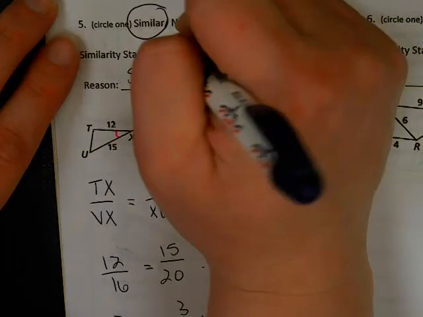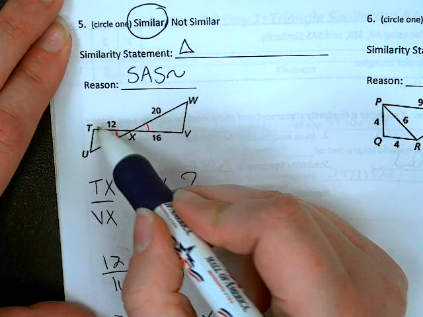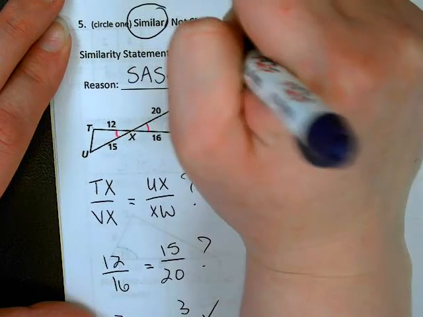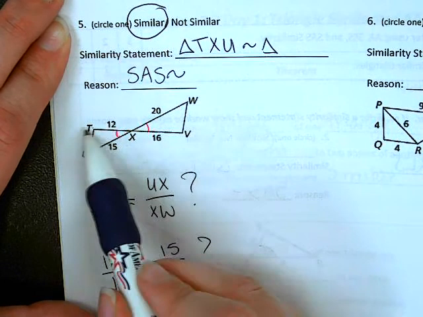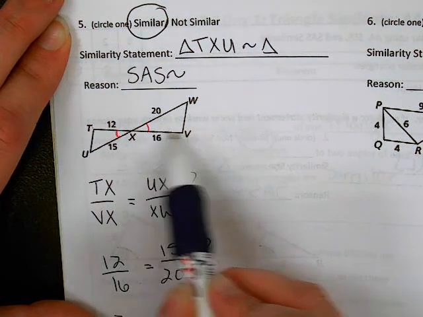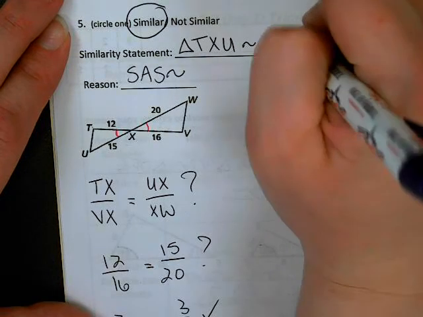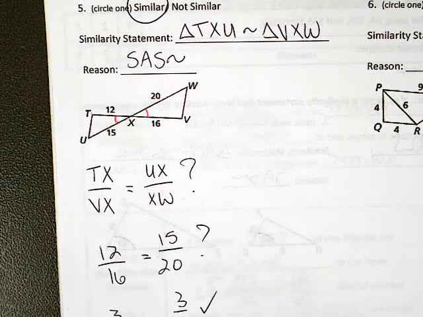Now that we know that those are similar, we need to write our similarity statement though. So if I want to start at T, TXU is going to be similar to triangle. Since I went across the 12 first, I have to go across the 16 first. So VXW. Cool. I hope you guys are doing all right with me. One more.